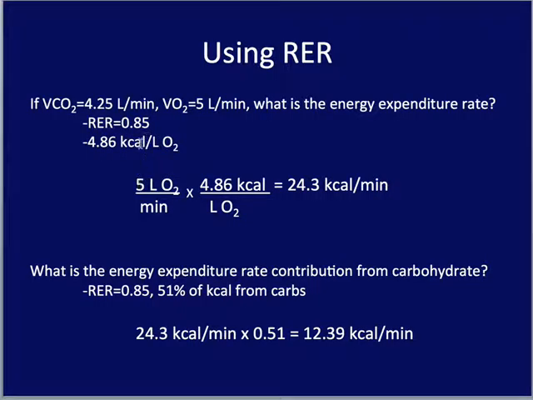So we're using 5 liters. So we simply multiply 5 liters of oxygen that we utilized times 4.6 or 4.86, and we get about 24.3 kilocalories per minute. And that's how much energy that we're producing for every minute that we're exercising at this rate.